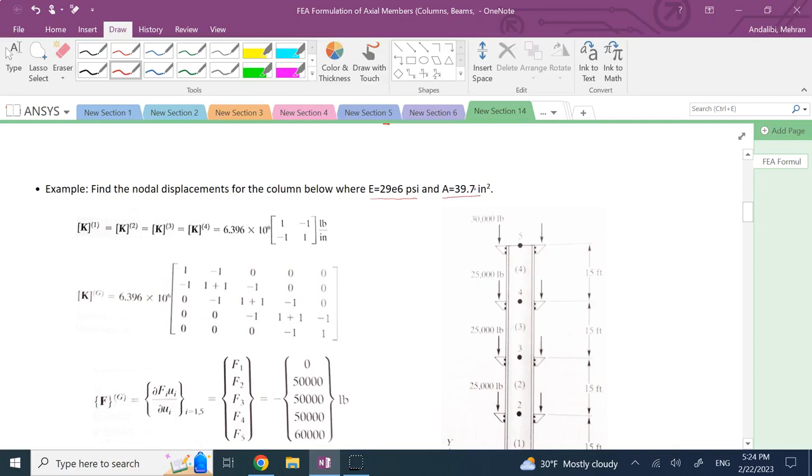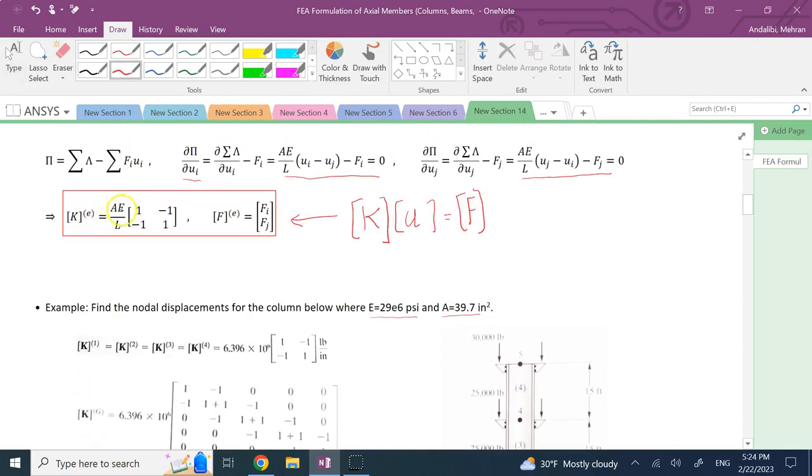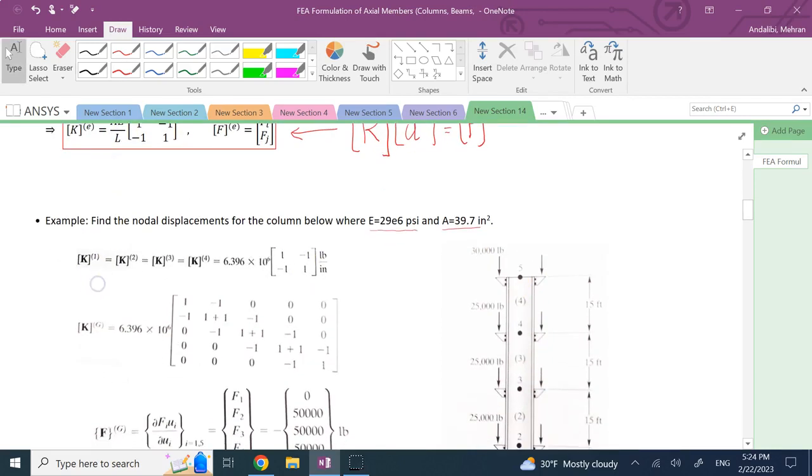Using these, we can find the K for each one of the elements. Clearly, K has A, E, and L, and these 3 parameters are the same for each one of the 4 elements. A is the same, E is the same, and L is the same. So this is going to be the stiffness matrix for each one of the elements, and then you add them together.